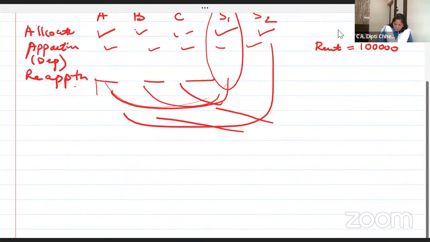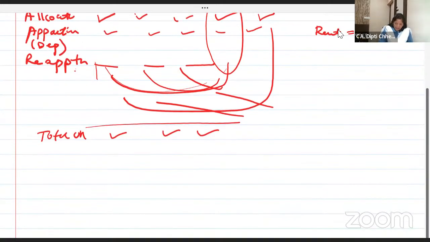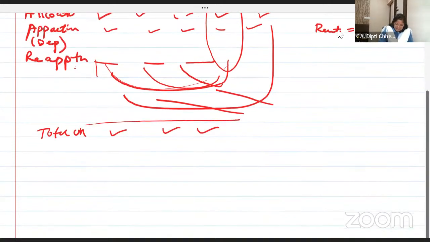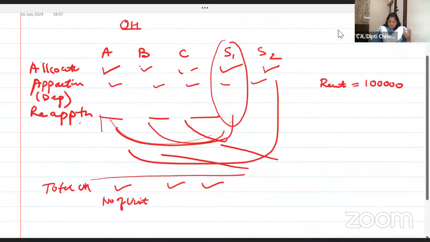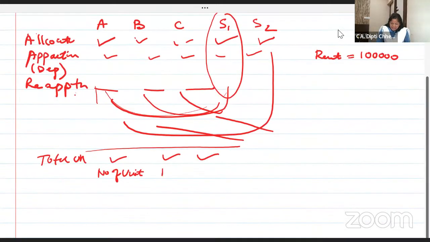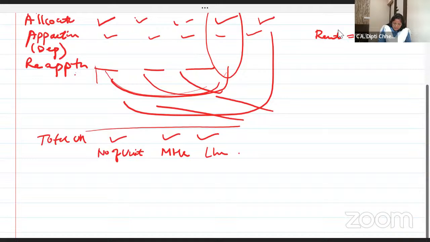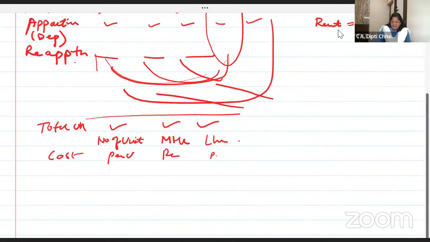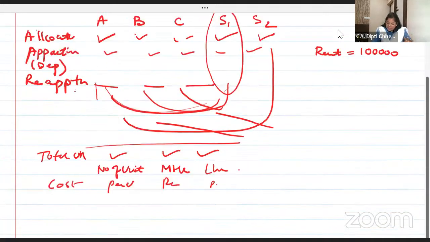Okay. So now you got the total overhead of A, B, and C. Can I divide this by the number of units? A is my main product, so number of units. B is machine oriented, so divide it by machine hours. C, divide by labor hours. So you got the cost per unit, per hour and all. So this is your overhead cost.